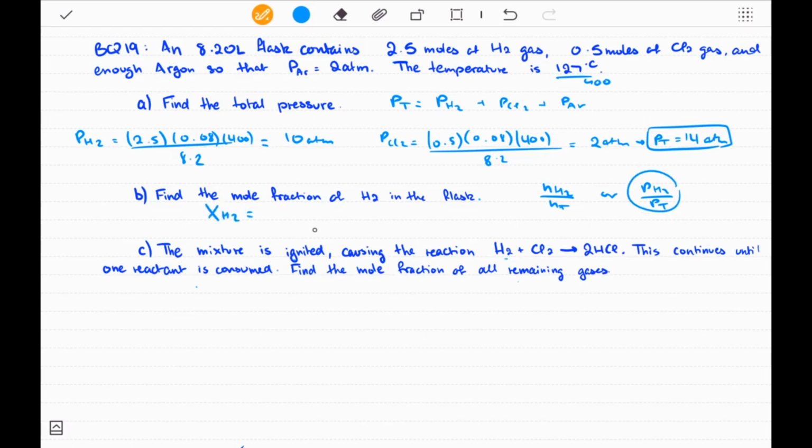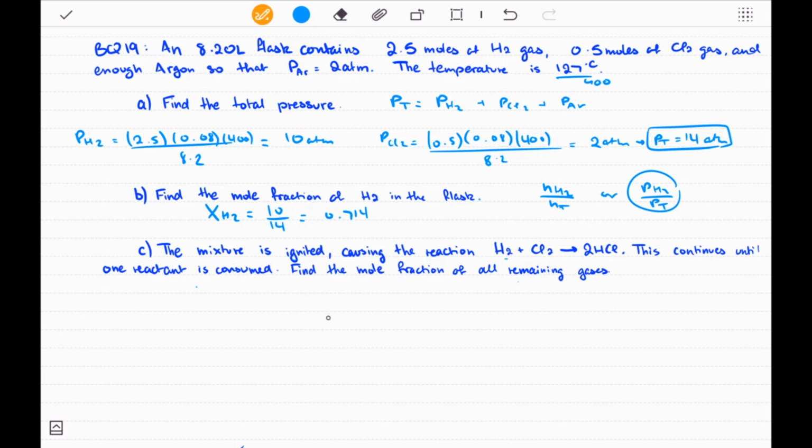The mole fraction of hydrogen is 10 over 14. And your answer should be 0.714. There's no unit because it's mole fraction, and mole fraction does not have a unit.